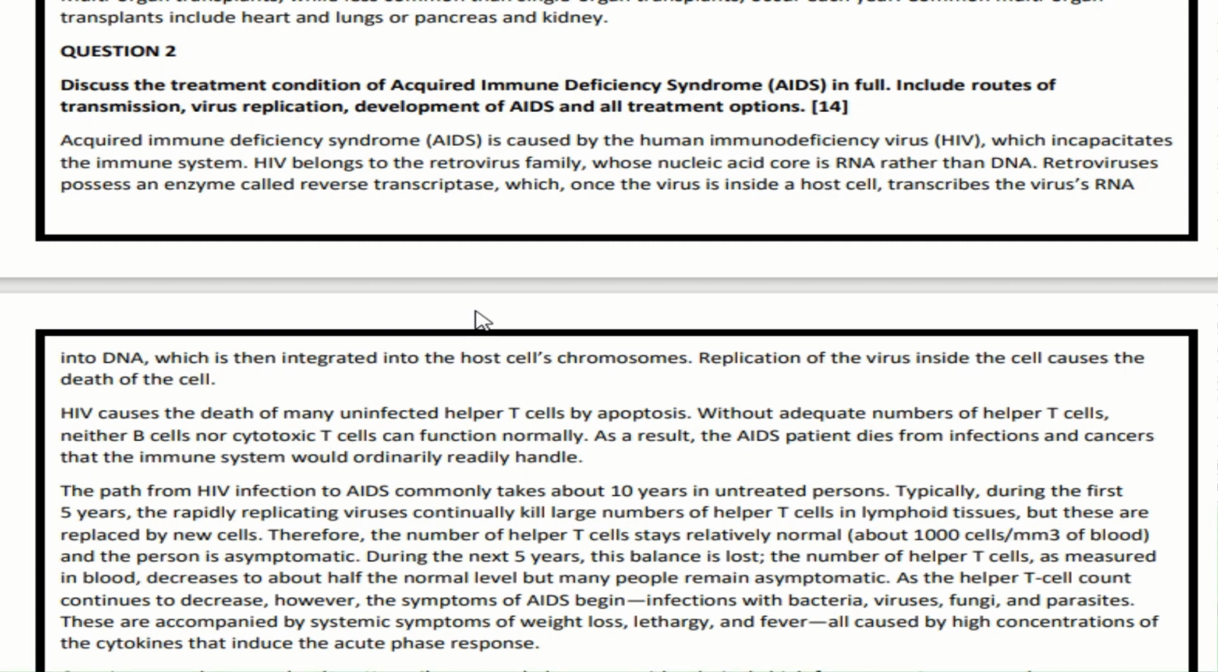So this is the part where you cover the virus replication. Then in the next part, they tell you the causes. HIV causes death of many unaffected helper T cells by apoptosis.